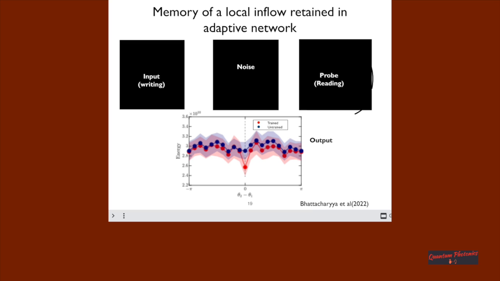The energy dissipation is significantly different for the trained network than for the untrained network. That means somehow the network remembers where the input stimulus was applied. It remembers the direction of the input stimulus, and when we look at the reaction of the network to different probe stimuli, it reacts significantly differently whenever the probe stimulus is applied in exactly the same direction as the input stimulus. That means even after relaxing the network with noise, it remembers where the stimulus was applied. It has a memory.